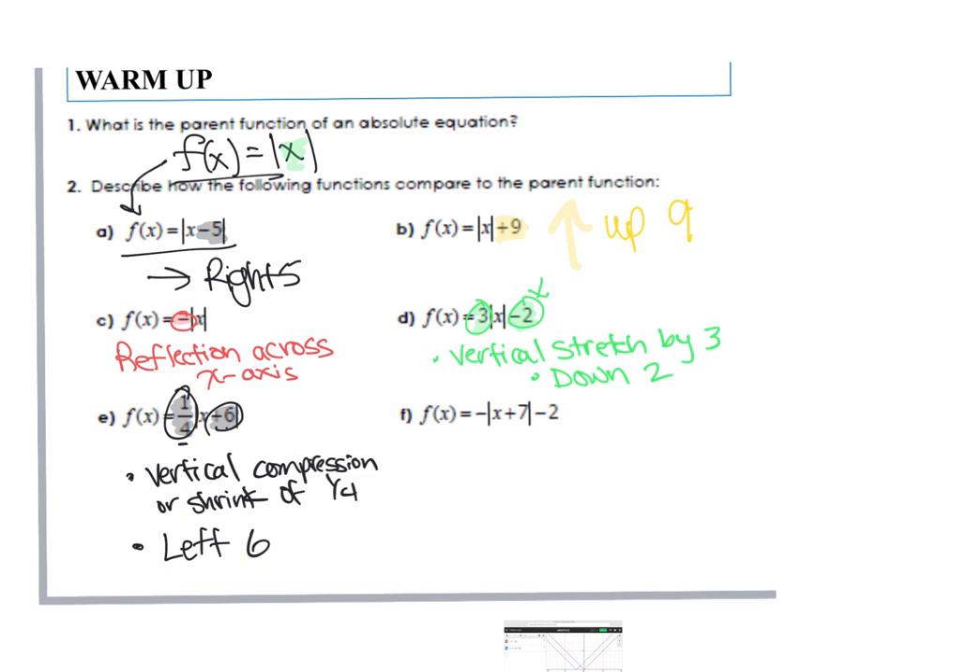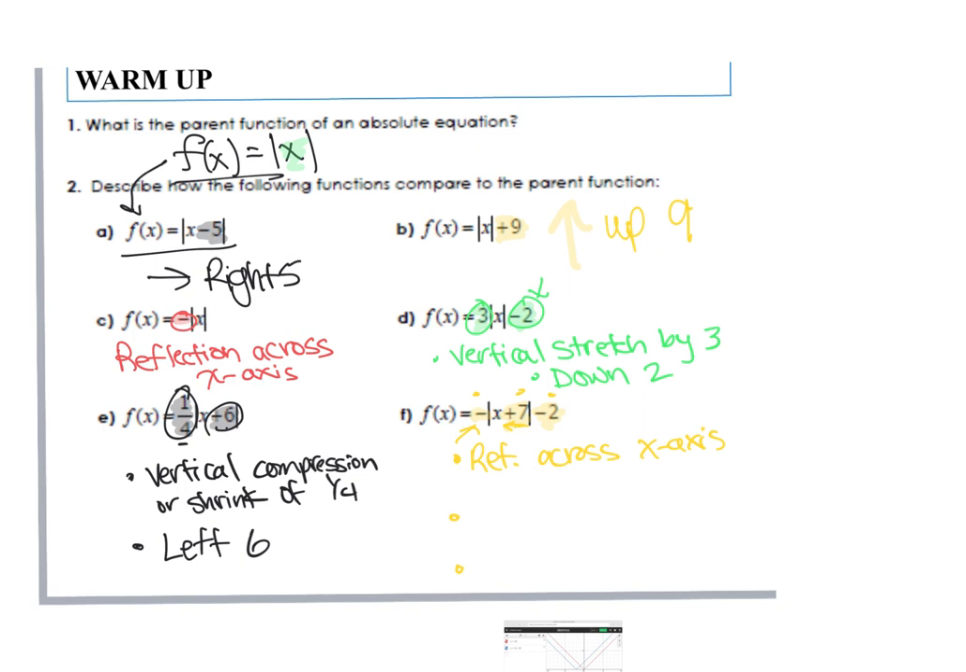Okay, and then on our last one, F, I'm looking for how many changes I've had to just having an x inside the bars. So I have a negative sign on the outside, a plus 7 inside the bars, and a minus 2 outside the bars. I've got 3 things that were added, so I'm having 3 different transformations, okay? 1, 2, 3 things. So the negative sign was a reflection across the x-axis. Okay, it turns it so the arrows are going to be going down. Okay, that's one change.